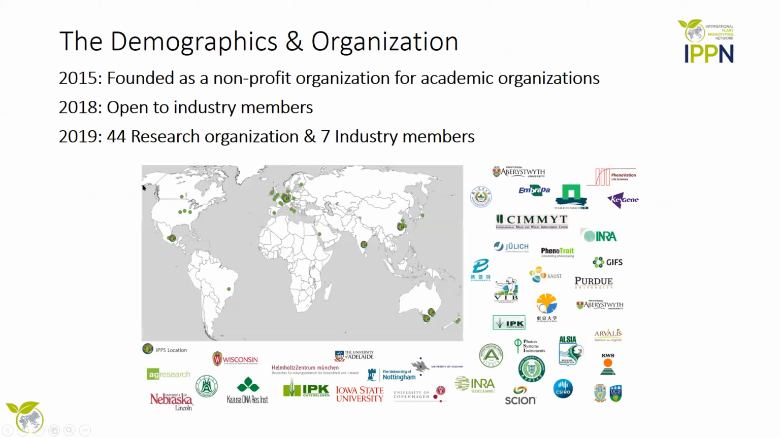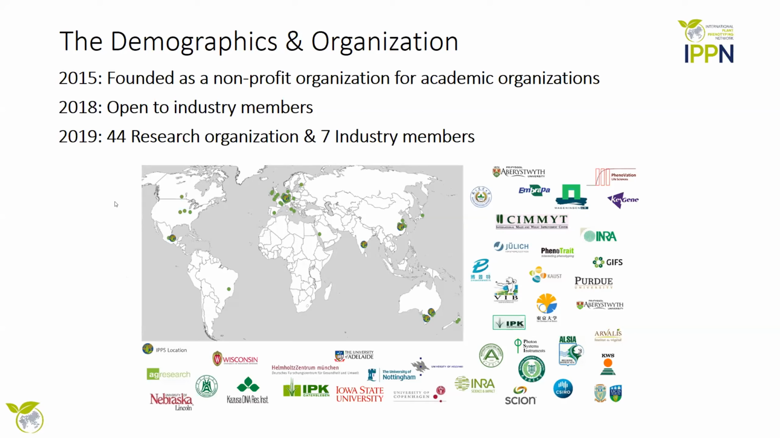And this is a relatively rapidly growing organization. We started with, I think it was 17 or 18 groups at the beginning in 2015. Today we have 44 research organizations and 7 industry members. Essentially, since 2018, we also opened for industry members. Before it was a purely academic organization. But this group is growing, and it's also open for new members.